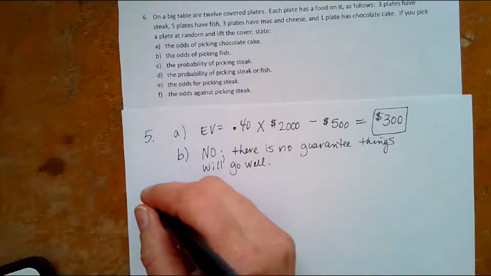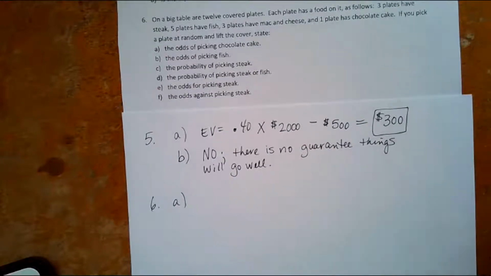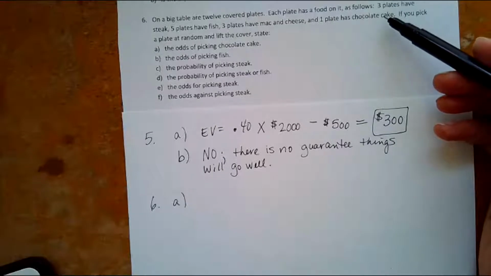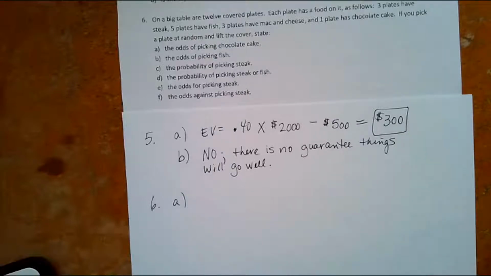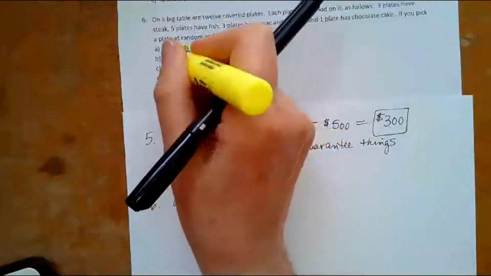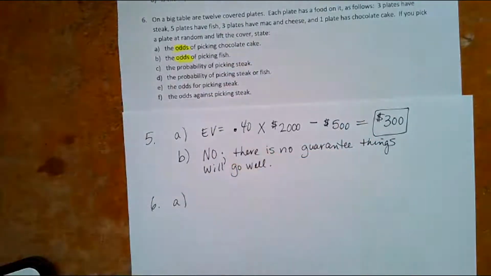Okay, let's try number 6. On a big table, there are 12 covered plates. That means you can't see what's on the plate. Each plate has food on it. 3 plates have steak, 5 have fish, 3 have mac and cheese, and 1 has chocolate cake. If you pick a plate at random and lift the cover, state the odds. Okay, so be careful. This one asks for odds. It's easy to miss that word, but they want odds and not probability. So this is odds. Okay, I'm going to just highlight that because you can get kind of just caught up in doing probability.